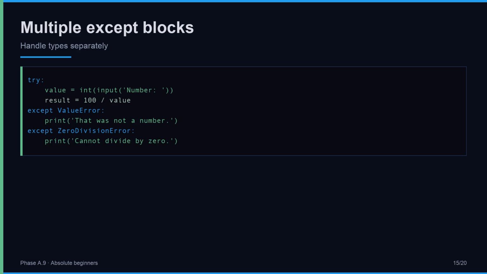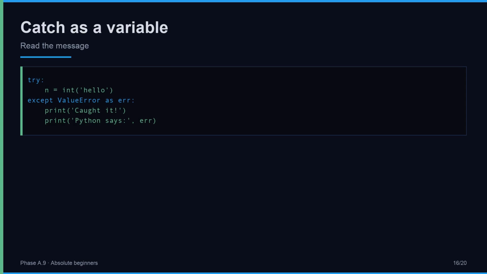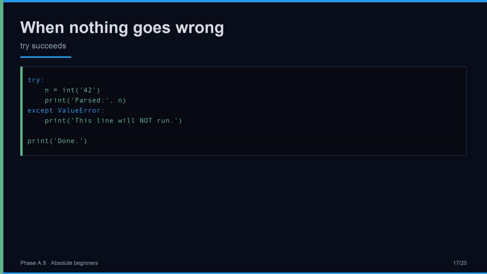One type per block. Sometimes you want to read the actual message Python attached to the exception. Use the word as to bind it to a name. Here we catch value error as err. Inside the except body, err holds the message Python would have printed, invalid literal for int with base 10: 'hello'. You can log it, show it to the user, or use it to decide what to do next. The as keyword turns a silent catch into an informed one. Read the message.